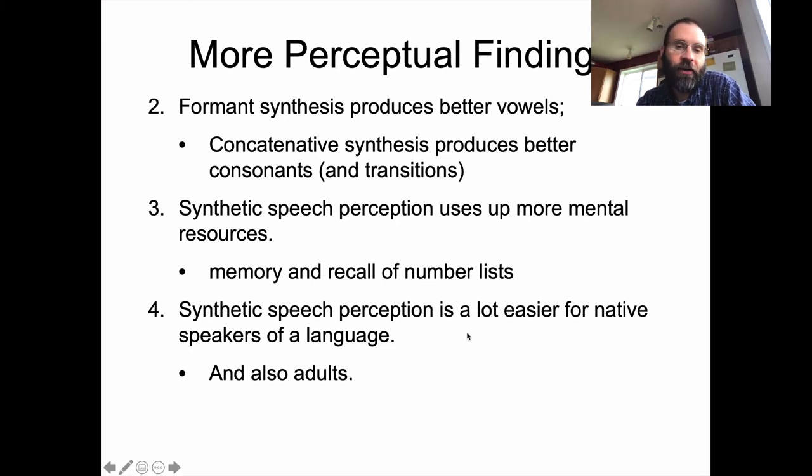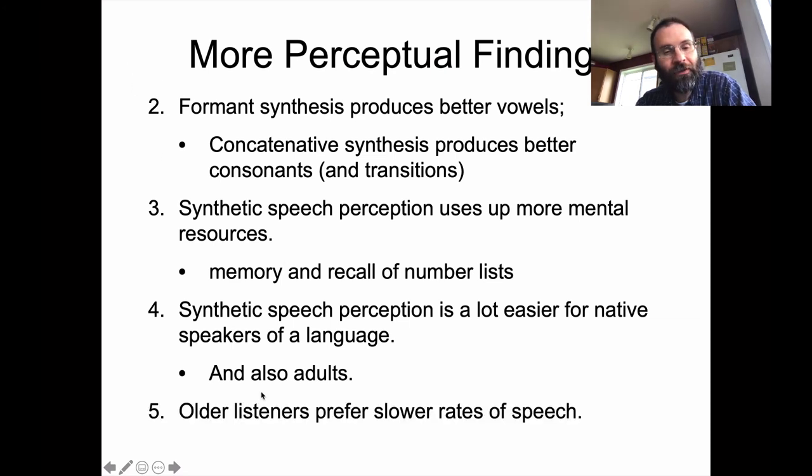It's also a lot easier for native speakers of a language to understand synthetic speech, which you may have encountered when I played you that French example not too long ago in the first part of this slide. Adults do better with synthetic speech than children do. And older listeners, interestingly, prefer slower rates of speech. I guess that's simply a function of how they process time. Like I said, a lot of expert listeners of synthetic speech will want to crank the rate up as high as it can go, but older listeners, not so much.